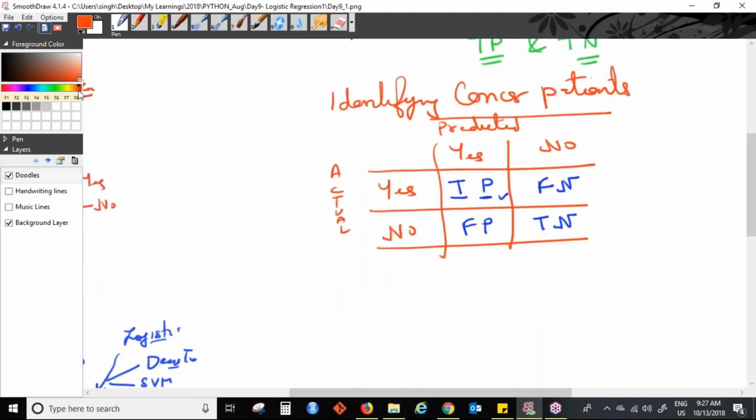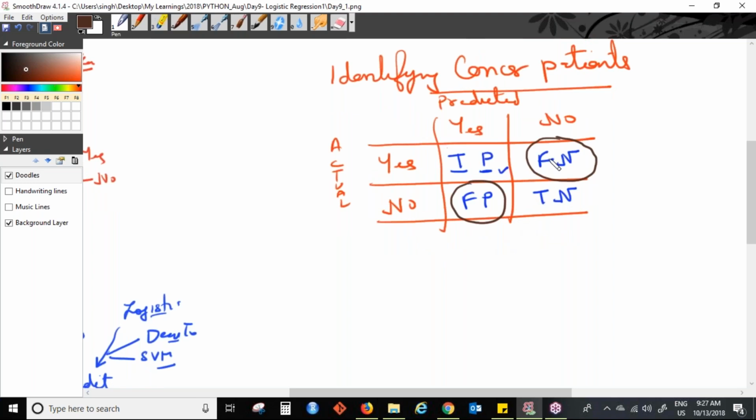Now let us look at these two error parameters: false negative and false positive. Which of these two do you think is very bad? Obviously, both are bad because both are causing error. So your error is FN plus FP divided by total. Both are bad, but which one is more bad? Is false positive more bad or is false negative more bad?